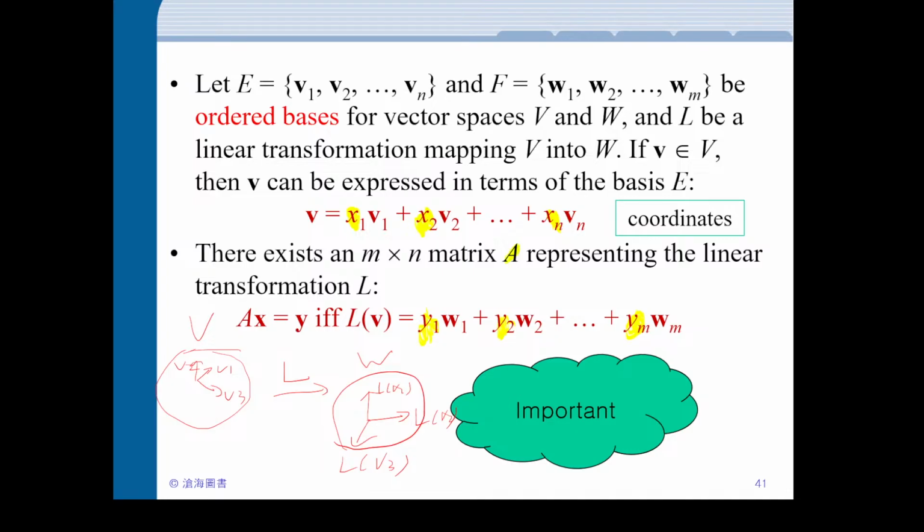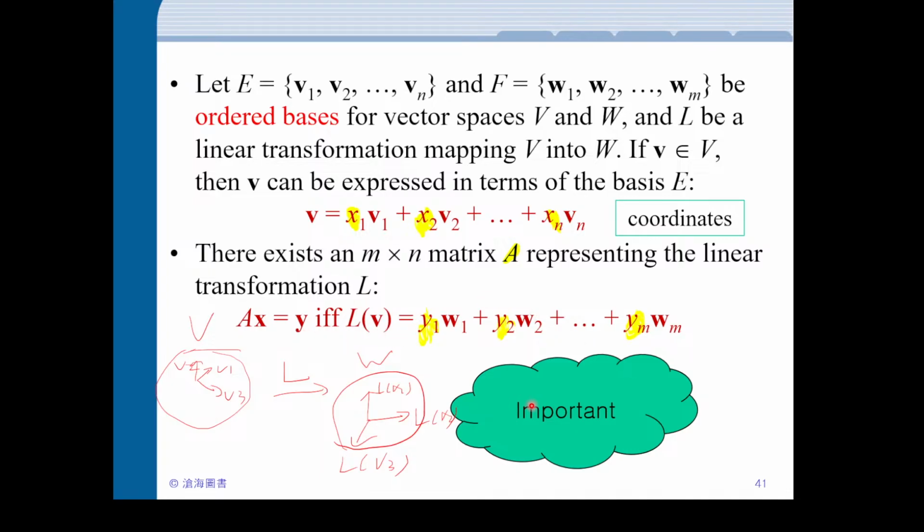And so matrix A represents our linear transformation L, and this representation depends on what ordered bases you pick. So you have to pick B, E and F here. Okay, and anyway, we will have AX equal to Y if and only if X is the coordinate of your V and Y is the coordinate of L of V. So you have V, which has coordinate X, and Y is the output, the coordinate of L of V.